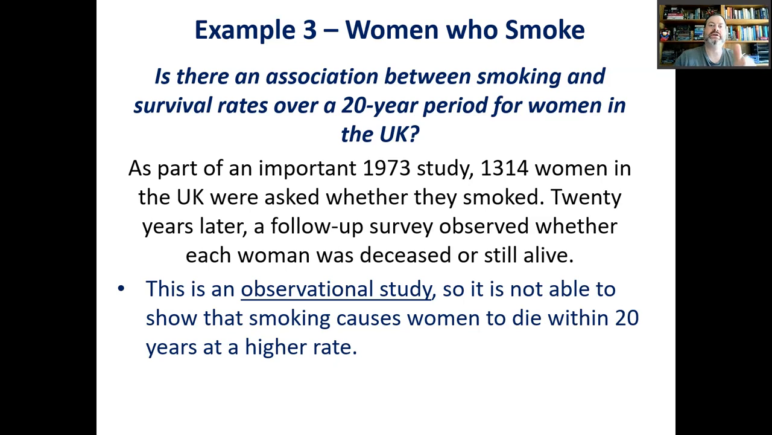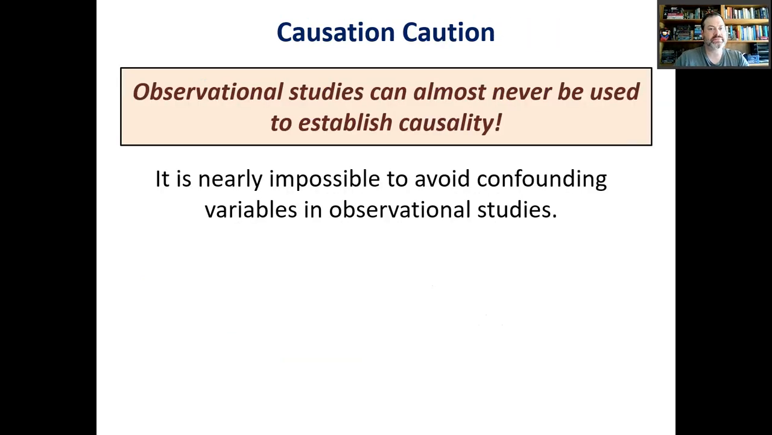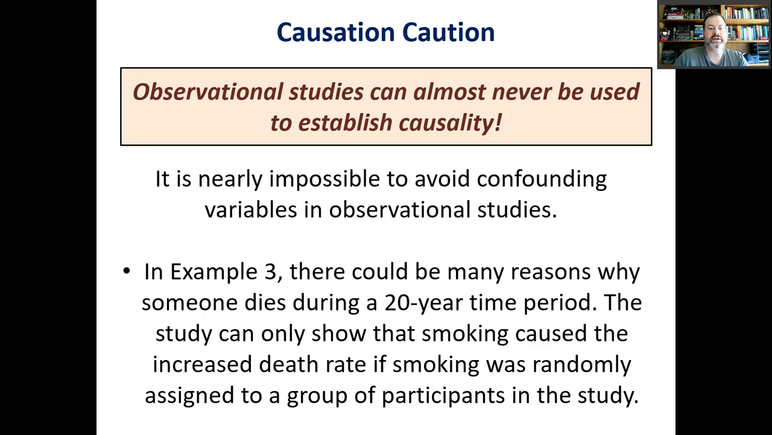So there you go. That's an observational study, and the other one was an experiment. Observational studies cannot show any sort of cause and effect relationship. Experiments can, depending on what the data shows. And so that gives us this big red sign here. Observational studies can almost never be used to establish causality. It is nearly impossible to avoid confounding variables in observational studies.